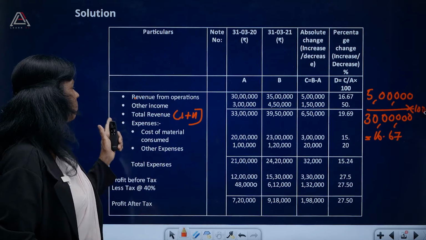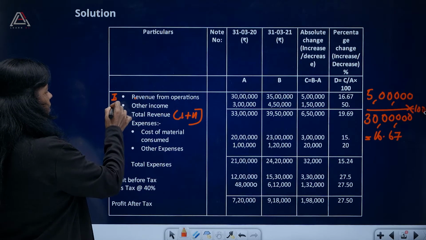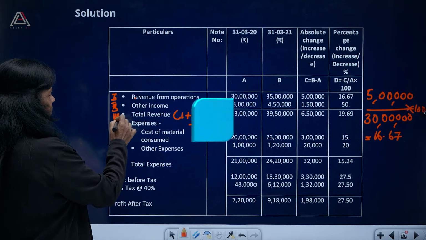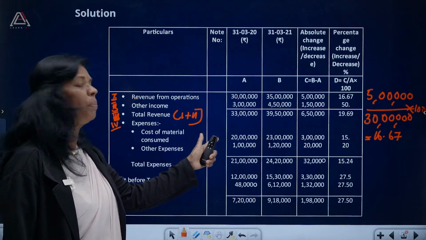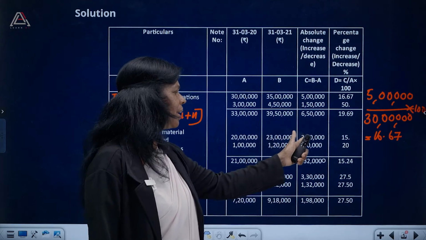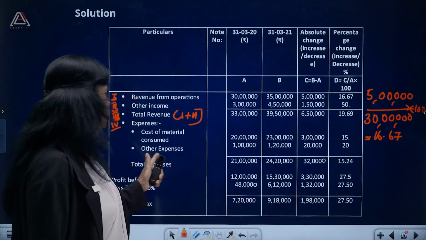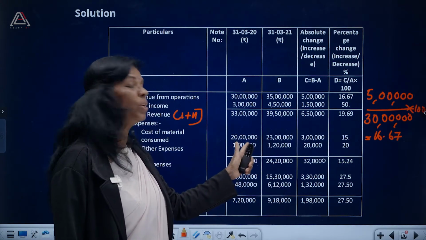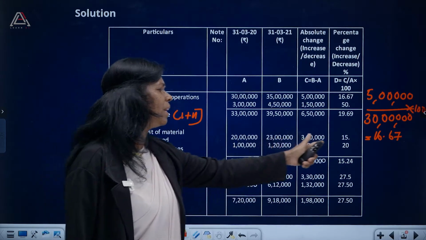This is expense. We can give 1, this is 1. This is 2, this is 3. Then fourth item, expenses. Okay, first one, cost of material consumed, 20 lakh, 23 lakh, find the difference, that is 3 lakh, then 3 lakh divided by 20 lakh, 15%. Then next one, other expenses, 1 lakh, 1,20,000, 1,20,000 minus 1 lakh, then 20,000 divided by 1 lakh, 20%.